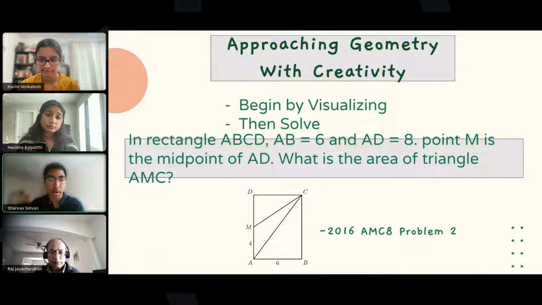So this is just a simple problem from the AMC 8, problem number 2. In it, they give us a rectangle and some of the side lengths. They give us that its base is 6 and its height is 8. Then they tell us that there's a point that's the midpoint, and they ask you for the area of the triangle. Here I've given a diagram of the problem, but obviously in the contest, they don't always provide diagrams like this, so it's up to you to be able to visualize it.